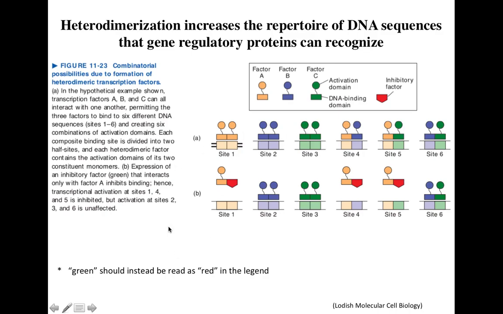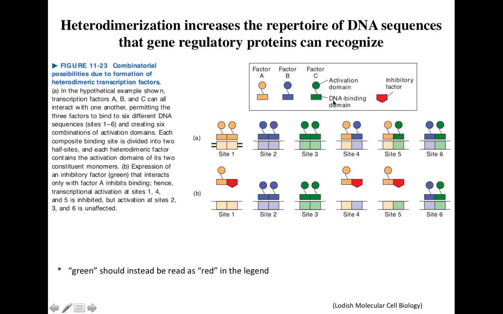Okay, let's talk about the combinatorial possibilities which may develop as a result of heterodimeric combinations of different transcription factors. Here's an example. We have factor A, factor B, and factor C. These are three different types of factors, and these are monomers. This is the activation domain of the monomer, and this is the DNA binding domain of the monomer. On the other hand, we also have an inhibitory factor which has the ability to bind to factor A.